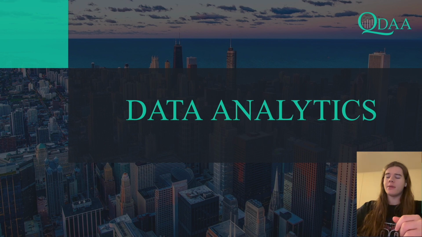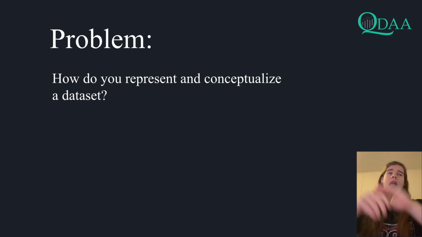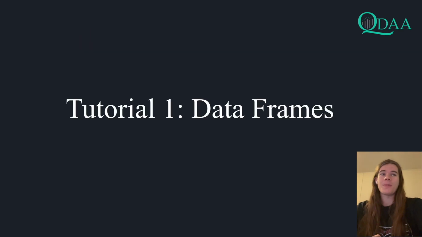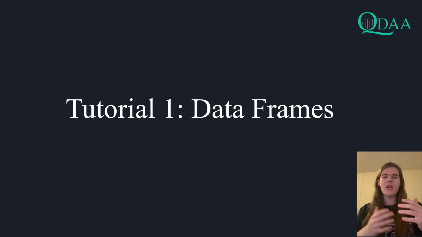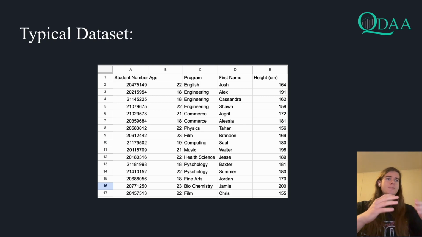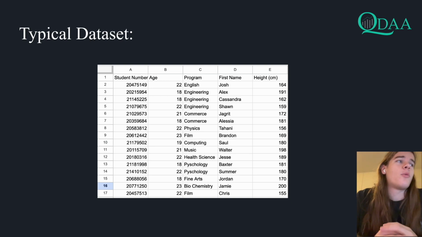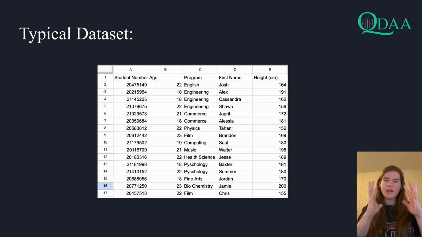So the problem we're going to be addressing today is how do you represent and conceptualize a data set? And the answer is what we're going to be getting into. So the first tutorial is going to cover data frames. So data sets and data frames, traditionally, if you've ever used something like Excel or Google Sheets, you're going to have seen them like this, right? So this is what a typical data set looks like. You have different columns that represent different variables, and then each row represents a different entry, right? So the first guy, the student number ends in 149, he's 22, he's in English, his name's Josh, and he stands at 164. So that's how you read a typical data set.